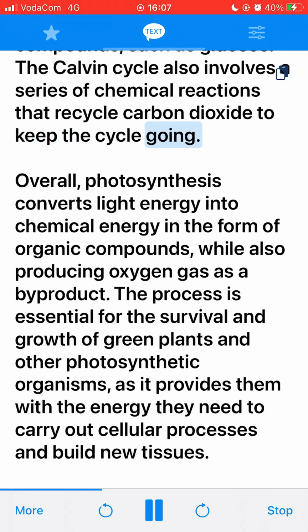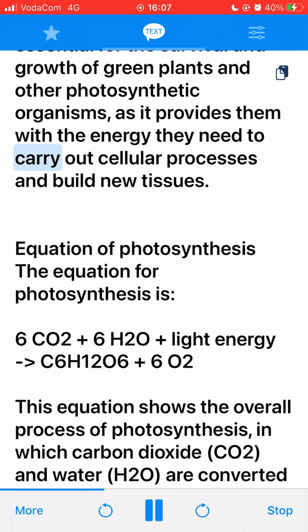cycle going. Overall, photosynthesis converts light energy into chemical energy in the form of organic compounds, while also producing oxygen gas as a byproduct. The process is essential for the survival and growth of green plants and other photosynthetic organisms, as it provides them with the energy they need to carry out cellular processes and build new tissues.